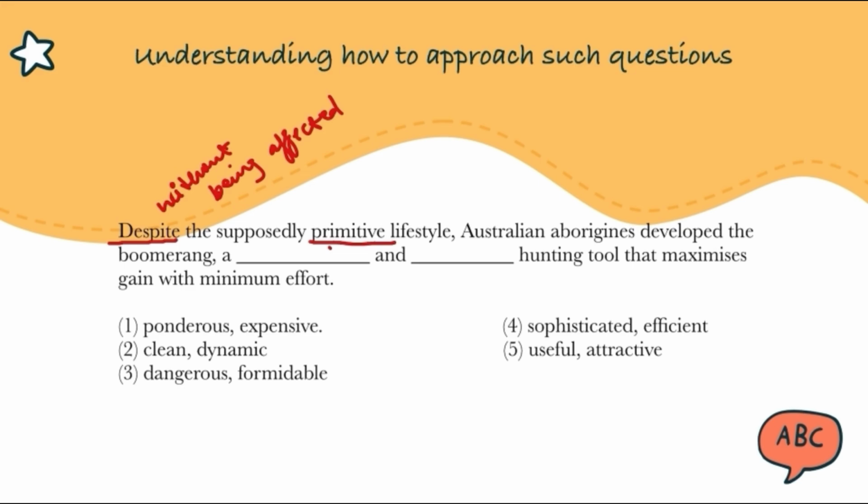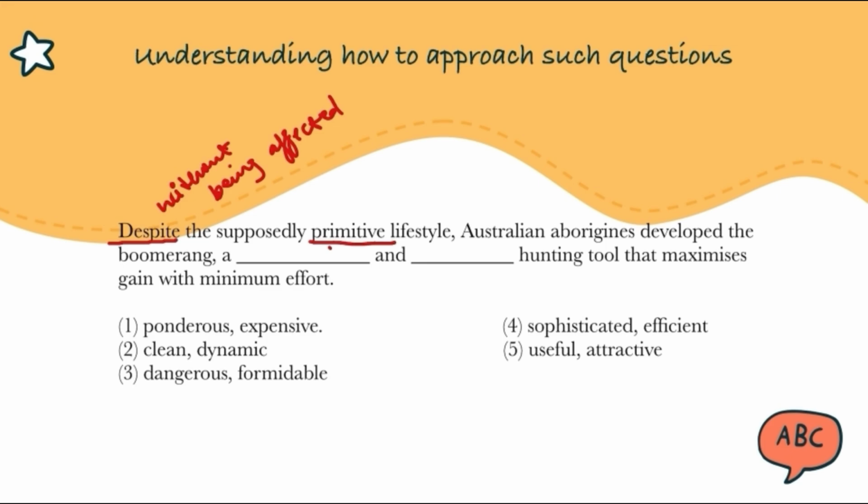This means that we are talking about something which happened in spite of primitive, in spite of older style of lifestyle, right? Now, what does this mean? This means that we are talking about something which can correspond to things which are not relative or not similar to primitive lifestyle. So we are talking about something which is going to have a positive connotation, in other words.